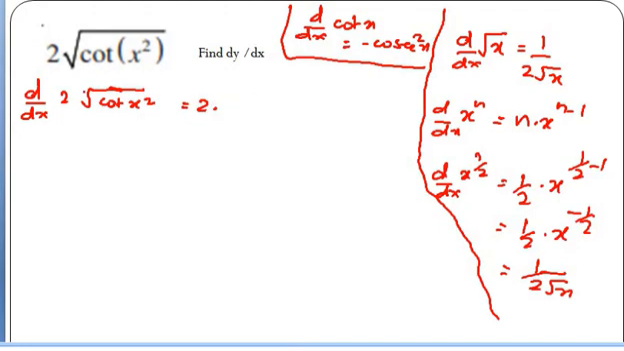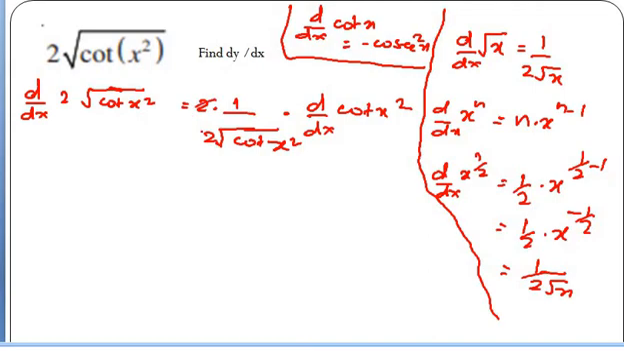Then the derivative of root x. So what is the derivative of root x? So we'll write here 2 root x. So instead of this, we'll write here 2 root cot x square. And now whatever the function inside the root, we will differentiate again, which is cot x square. Now 2 and 2 got cancelled, so next step what we can write, root under cot x square.